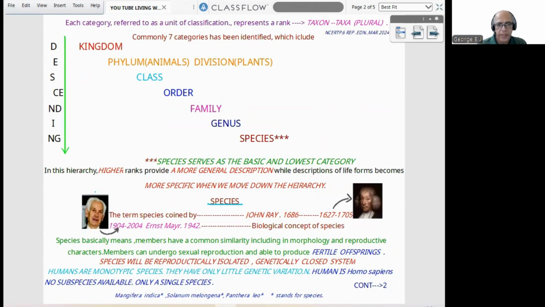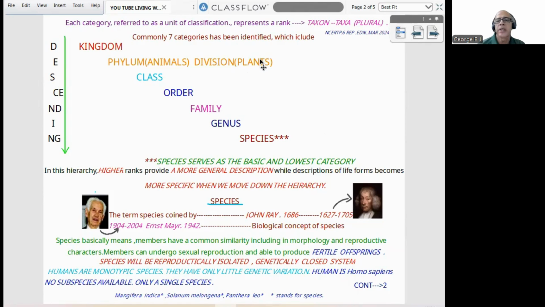Each category is referred to as a unit of classification representing a rank, that is a taxon, plurally taxa. Commonly, 7 categories have been identified, which include kingdom, phylum. Phylum is the term used in animals; its corresponding term in plants is division, a popular fill in the blank type question. Then class, order, family, genus, species. Descending, see here: the largest is kingdom, then phylum for animals, division for plants, class, order, family, genus, species.